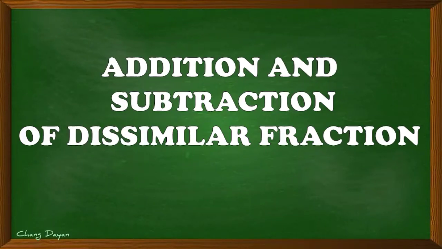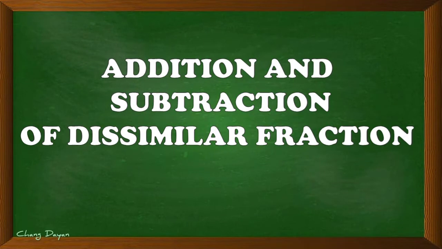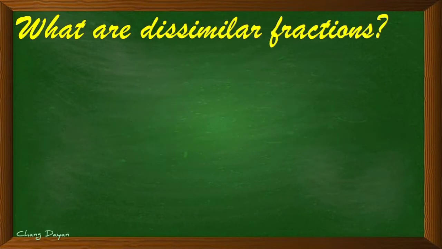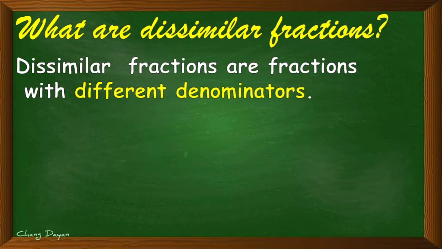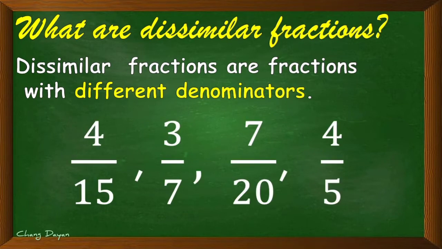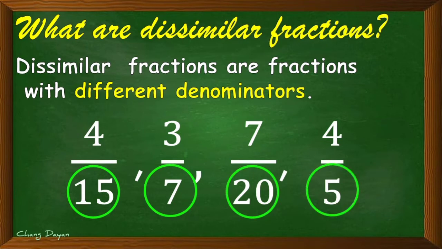Magandang araw! Pag-uusapan natin ngayon ay addition and subtraction of dissimilar fraction. Ano nga ba ang dissimilar fraction? Ito ay fractions na may iba't ibang denominators. Halimbawa, 4/15, 3/7, 7/20, and 4/5. Kung mapapansin nyo, ang mga denominators nito ay magkakaiba. Kaya ito ay example ng dissimilar fractions.